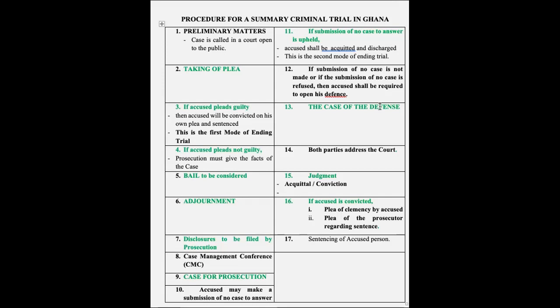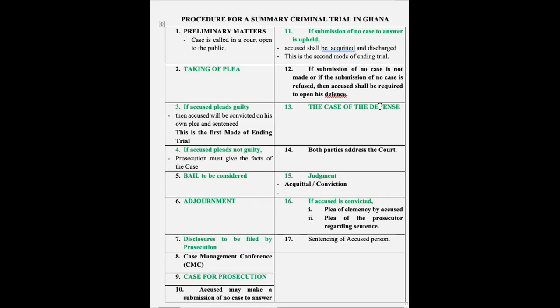Then after that, the accused person, if he has a lawyer, would also give a version of their own facts, usually denying the offense, and then they may apply for bail. The bail may or may not be granted. After the application for bail has been dealt with, then the next stage is for the court to adjourn. Because the prosecution is still maintaining that the accused person is guilty. So we have to adjourn and then allow the prosecution to now come and prove the guilt of the accused person.